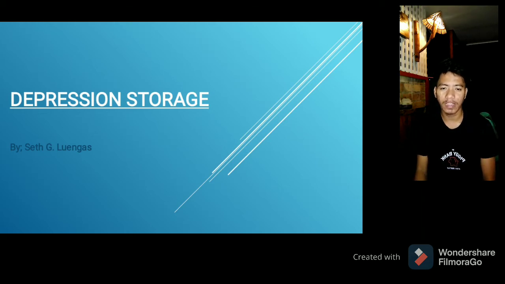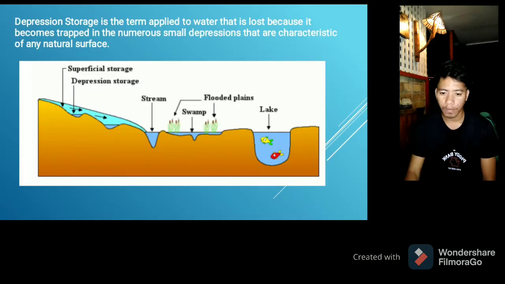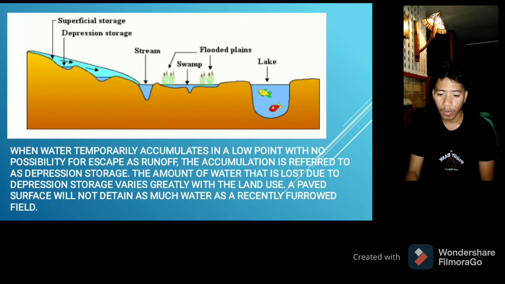I am Seth G. Luingas and I'm here today to report to you about depression storage. First, depression storage is the term applied to water that is lost because it became trapped in numerous small depressions that are characteristic of any natural surface. When water temporarily accumulates in low points with no possibility for escape as runoff, the accumulation is referred to as depression storage. The amount of water that is lost due to depression storage varies greatly with the land use.